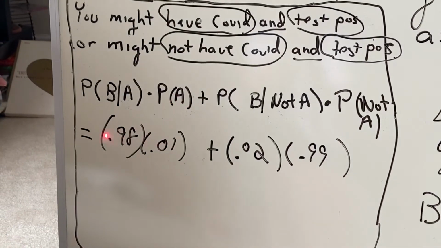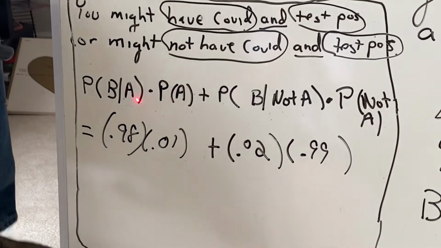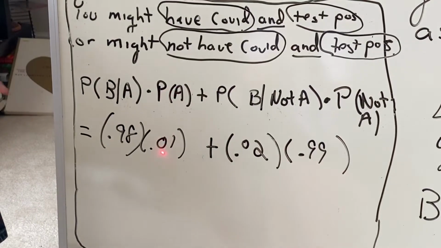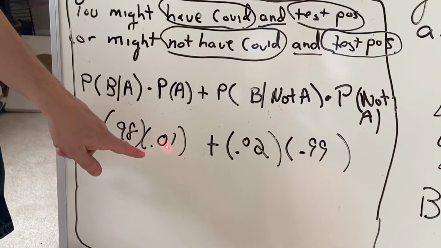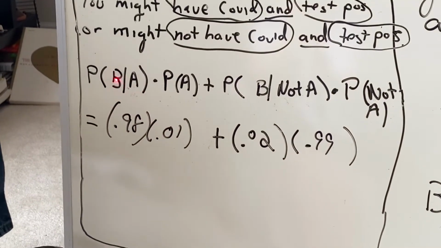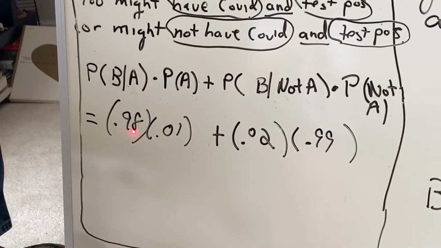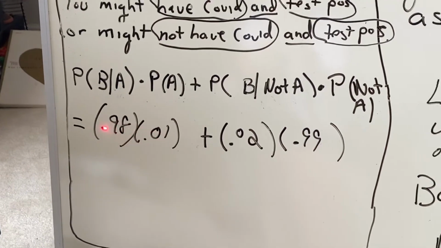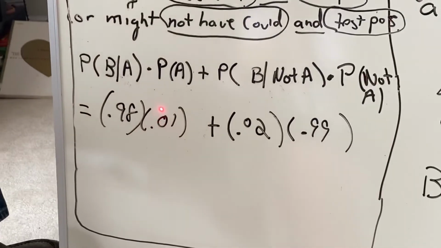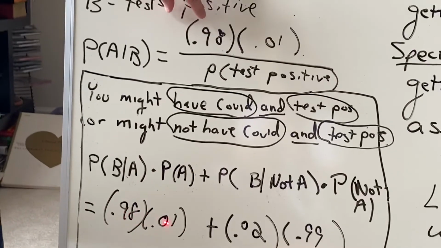Okay, what's the probability of A? Well, it doesn't matter which way we do this, but let's look at the probability of A, which is having COVID. I'm going to start here just because I think that's the easier part. We earlier said that's 0.01. What's the probability of B given A? We also earlier said that's 0.98. And in fact, you'll notice this 0.98 times 0.01 is actually, at least this part of the denominator, is the same as the numerator.